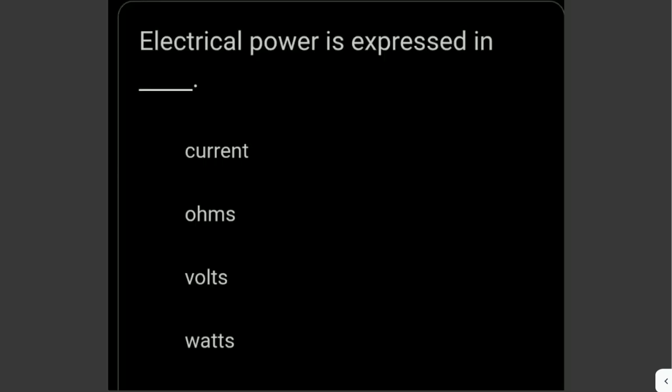Electrical power is expressed in current, ohms, volts, watts. The answer here is watts. So electrical power is measured in watts, which are a measurement of energy conversion of 1 joule per second.